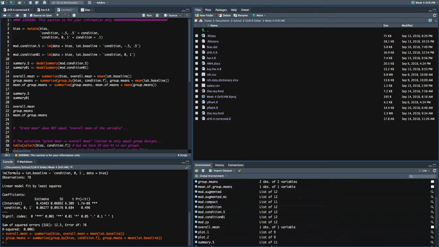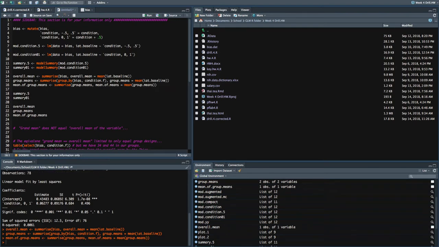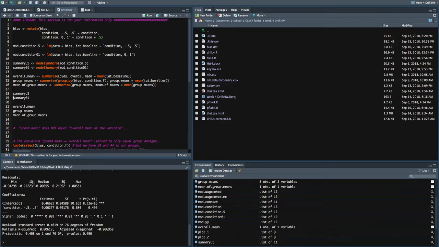And then here, I'm going to take that group means variable that we just created, and I'm going to get the mean of those group means and create an object called mean of group means, which is just the mean of means from those group means. So after I run this line, right now, if I want to see my model summary for the ones that are coded 1/2 and -1/2, I can run summary 0.5 and get that summary. Summary 0, 1 will show me the summary for when they're coded as 0 and 1.